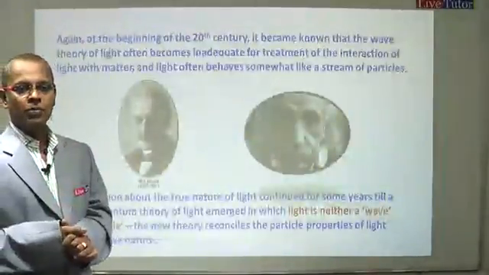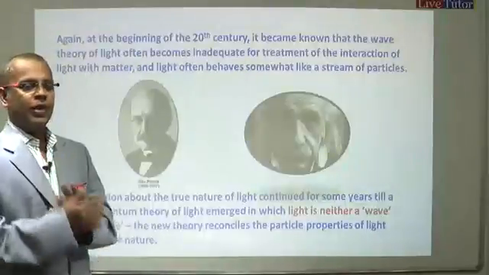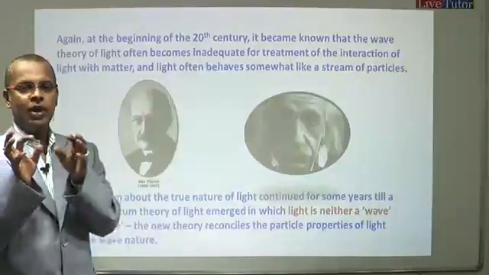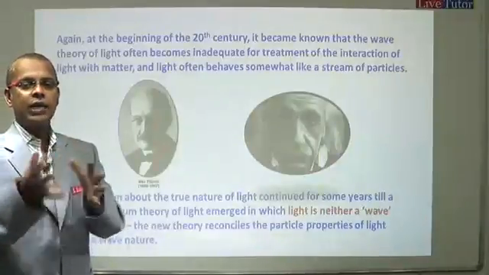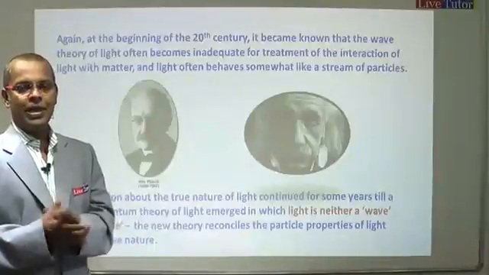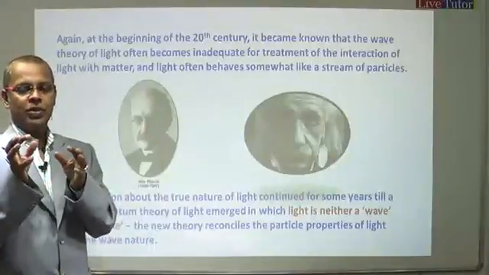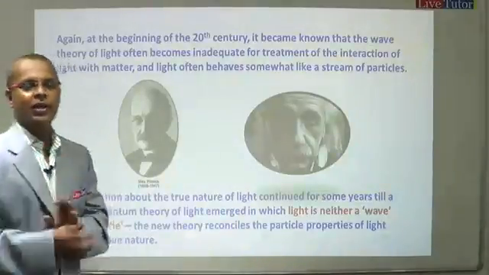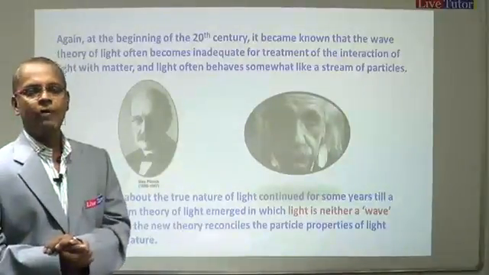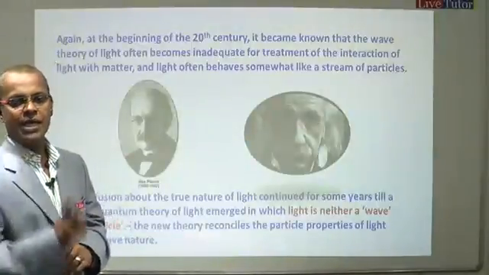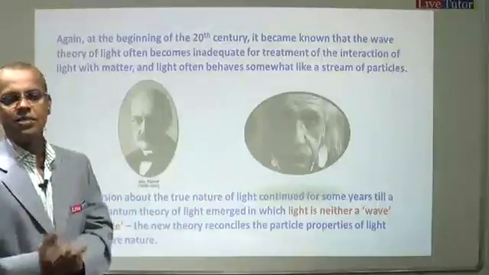Again there was a problem. In the beginning of the 20th century, it became known that the wave theory of light often becomes inadequate. It is not sufficient to explain the phenomenon of the photoelectric effect. There was a phenomenon in physics which is called the photoelectric effect. What is the photoelectric effect? Photo means light, electric effect means current is produced.